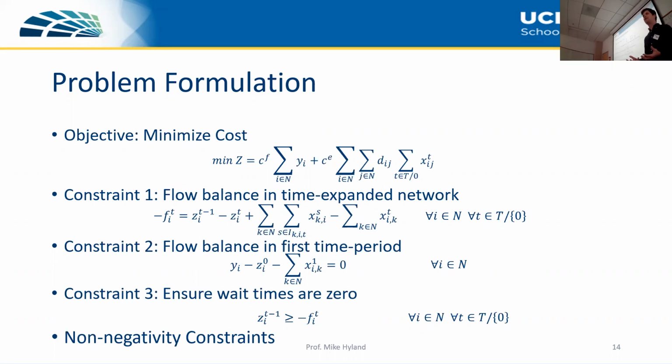We have our flow balance constraint in this network because we're dealing with flows of vehicles through our particular network. This is a relatively complicated one because you have the time dimension in this flow balance constraint. And then I have a separate flow balance constraint for the first period, which just makes a direct connection between the y values and the z values and the x values.